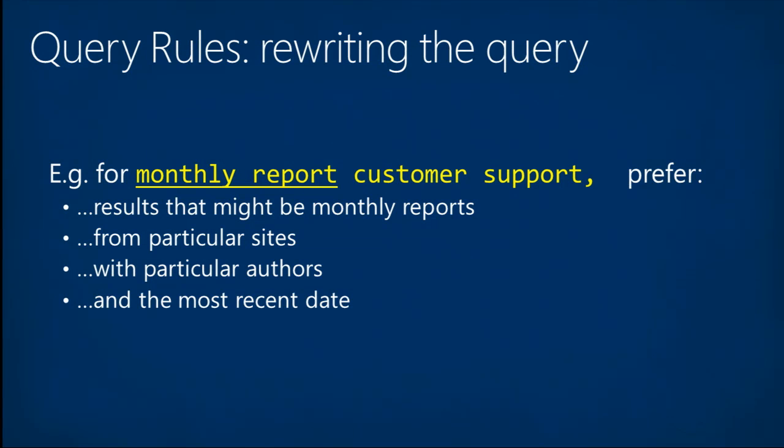I've already given this one. When somebody types something like monthly report customer support, they were probably looking for things of type reports from particular sites, maybe by particular people, with maybe ordered by date. Now, the reason why people don't type in advanced queries is they just don't know the syntax, and they probably don't know what they need to do. So what a query rule can do for you here is actually build the advanced query from the simple one.